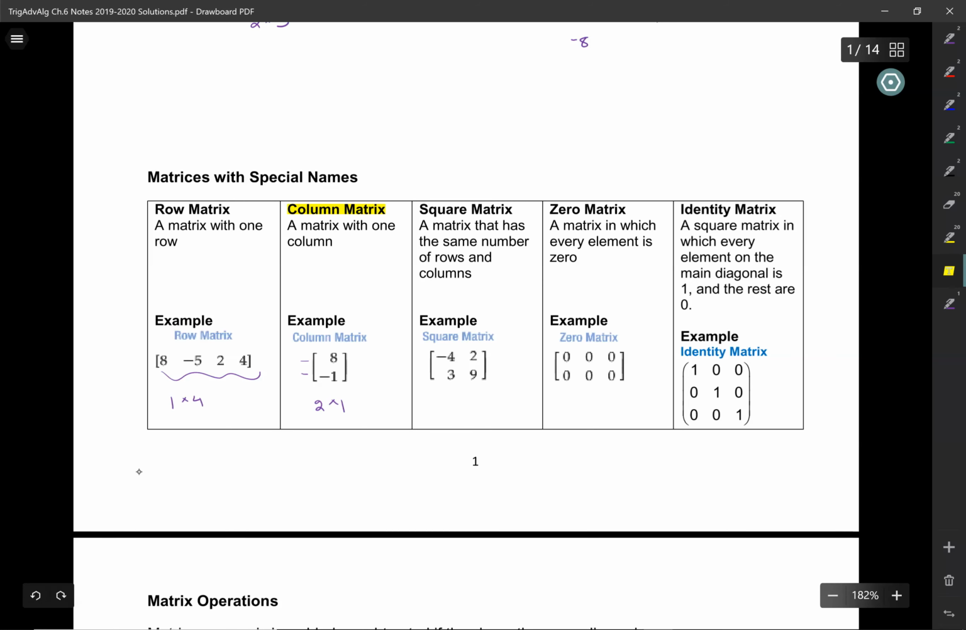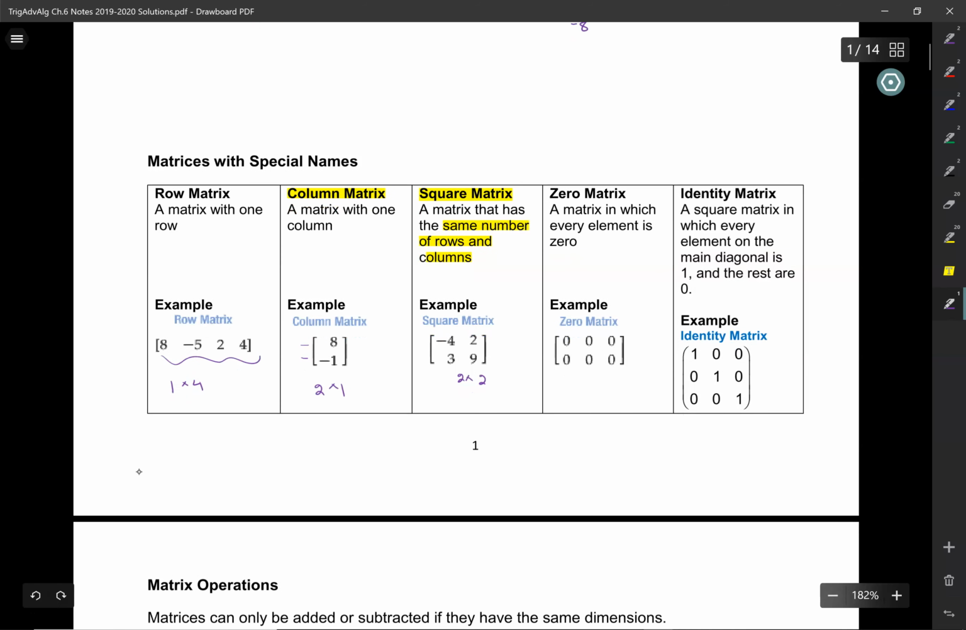Okay, a square matrix is a matrix that has the same number of rows as it does columns. So this one here is a 2 by 2. You could have a 3 by 3, a 7 by 7. You could even have an n by n. That's actually a rather famous matrix, n by n.